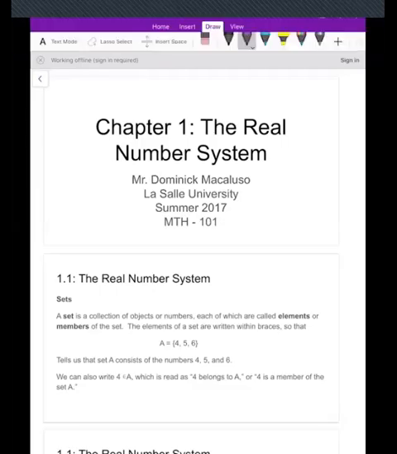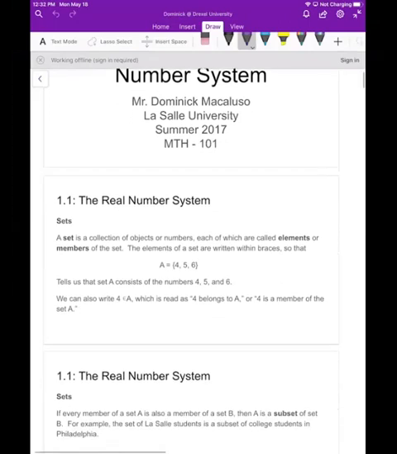Okay, guys, welcome. Today we're going to talk about the real number system. So we're going to talk about some basic introductory concepts that will allow us to define some things that we'll need for use later on in the course. And we're really going to lay the foundation in this first chapter as a whole, but very specifically in this first video.